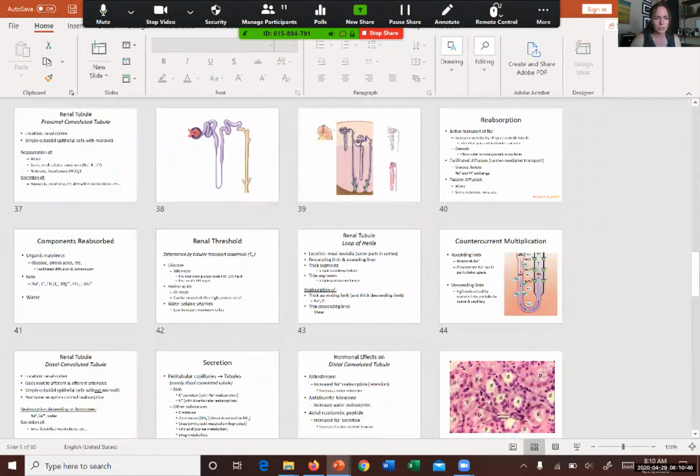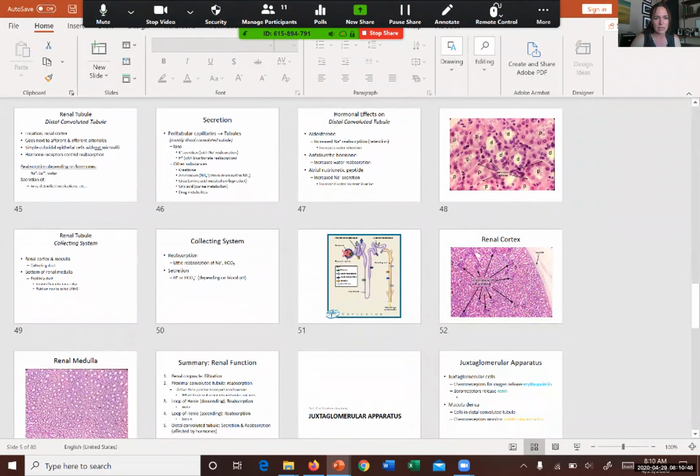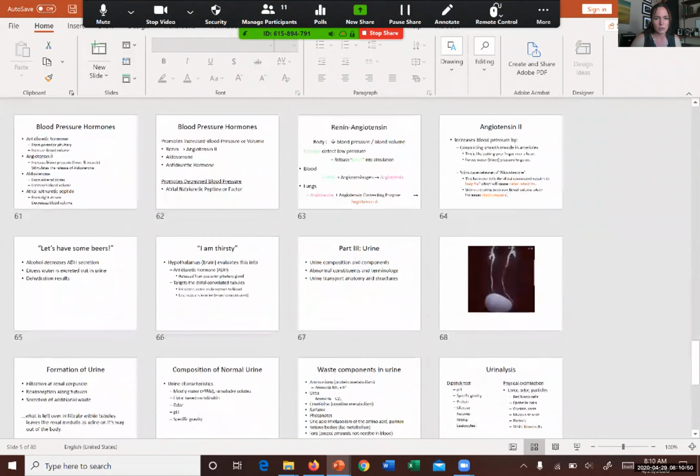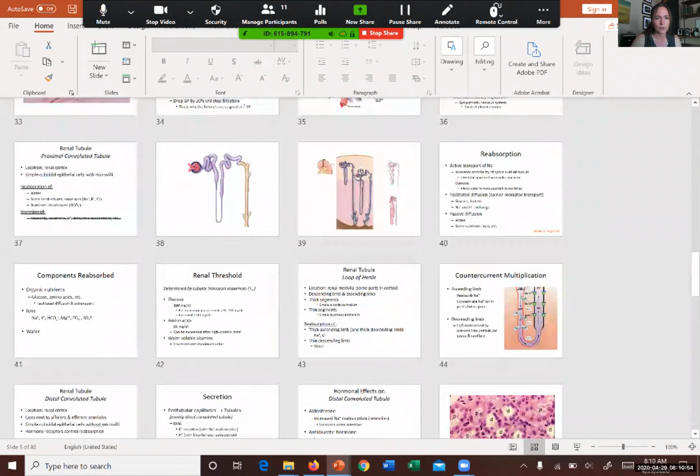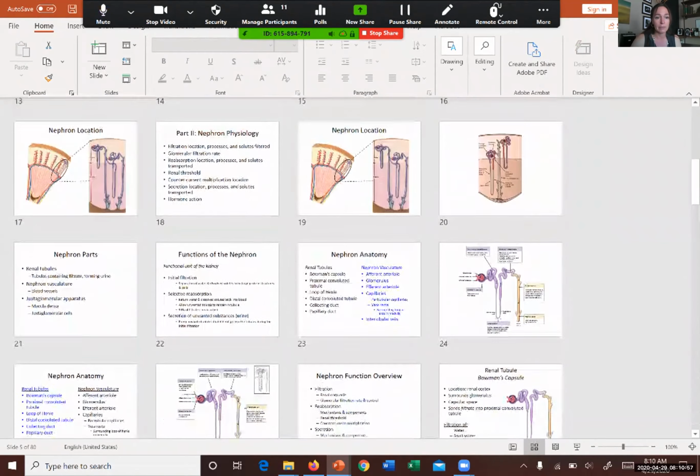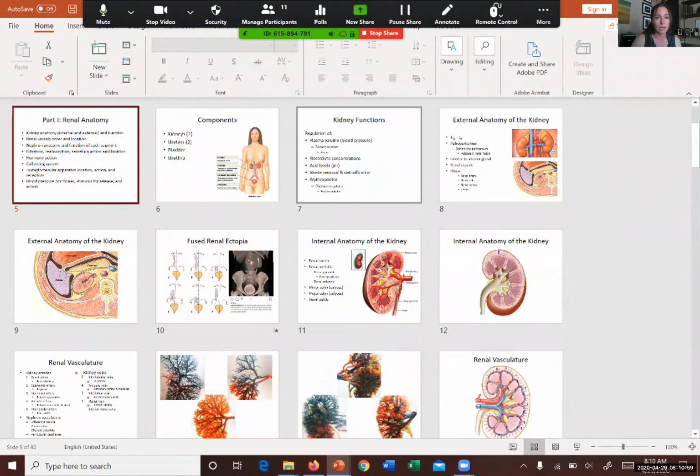Move to part 2 just to see. Where's the blood pressure hormones? So I must have, oh, I did put 1 and 2 together. Okay, all right, that makes sense. There's a nephron anatomy. Okay, so we'll go back up.